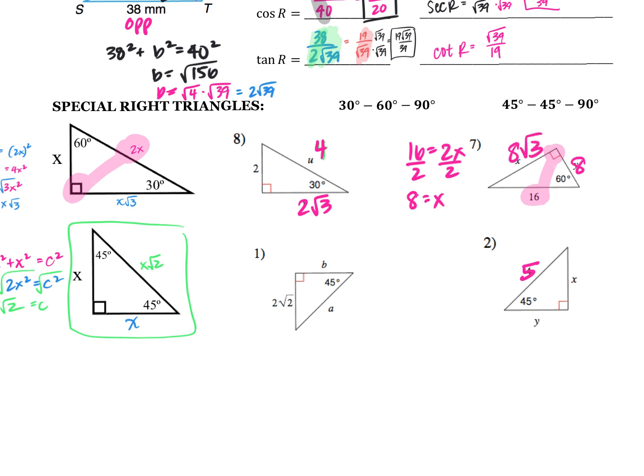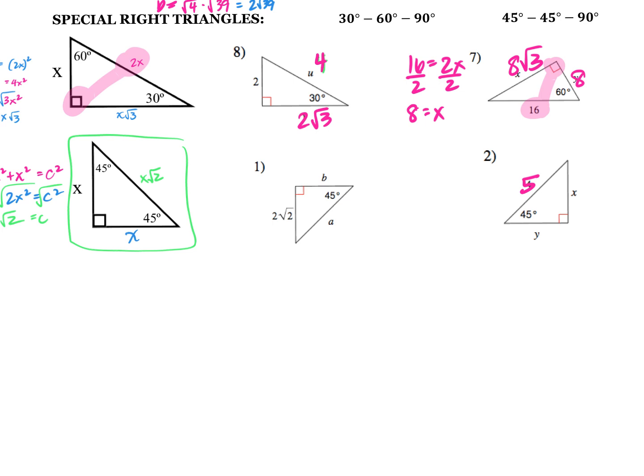Okay. Let's go to this 45, 45, 90. If this is a 45, 45, 90, which side matches 2 root 2? B. So boom, that's it right there. Those legs have to match. You agree my x is 2 root 2. What do I have to do to get the hypotenuse?